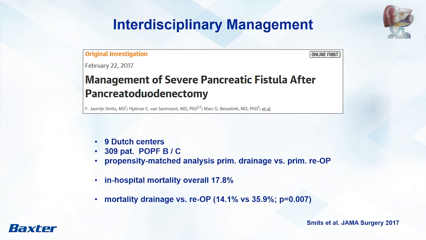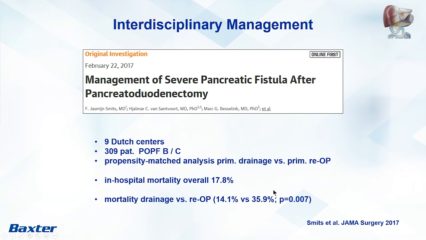They compared a kind of step-up approach of interventional management for these very complicated fistulas B and C, and compared this to an upfront surgical approach with a remnant pancreatectomy. You see also in the Dutch study group, overall mortality for these BC fistulas, 18%. But very important, when you go with the drainage and increase the drainages, you have a mortality of 15% or 14%.